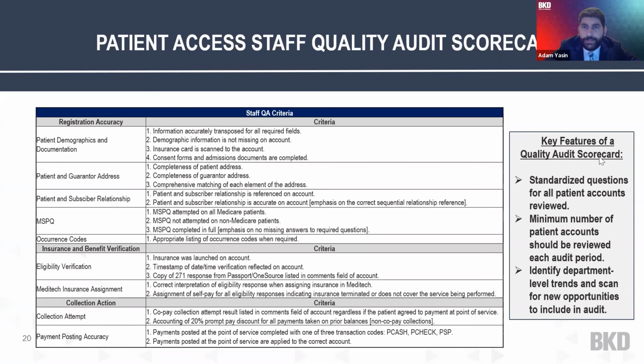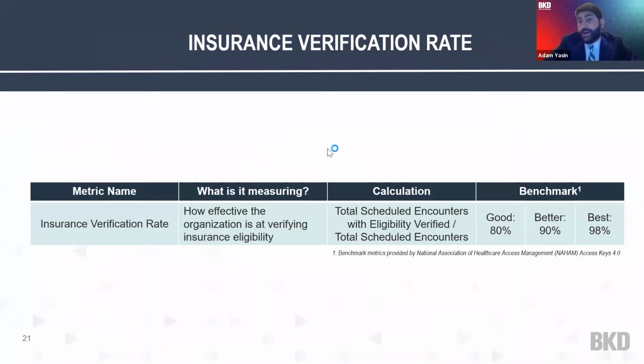Next slide, please. We're going to talk now about KPIs, so key performance indicators. Over the next 3 slides, we're going to introduce 3 key performance indicators that are just a collection, and I really mean a scoop, of the possible metrics that a patient access leader can keep their eye on to measure the health of their operation.